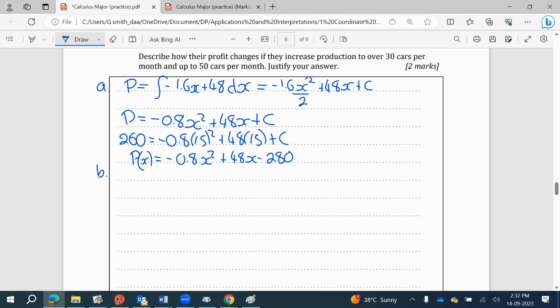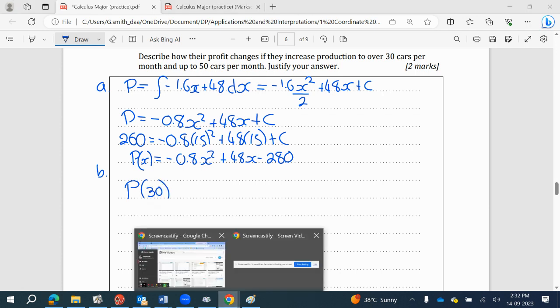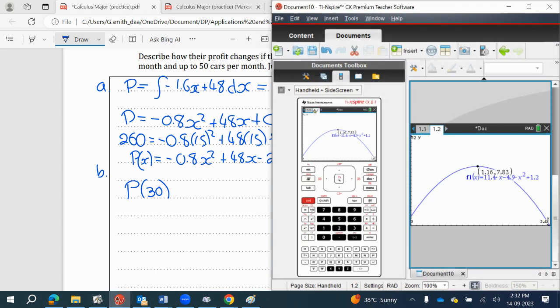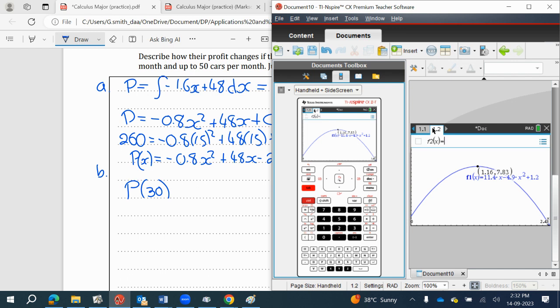That's a good start. So I'm going to use the profit function for this one and put in 30. To use the profit function quickly and easily on the calculator, I'll just go over to my graphing screen here. I will press tab. It will flash around all over the place, and then I'll type in my function. My function is minus 0.8 times x squared.